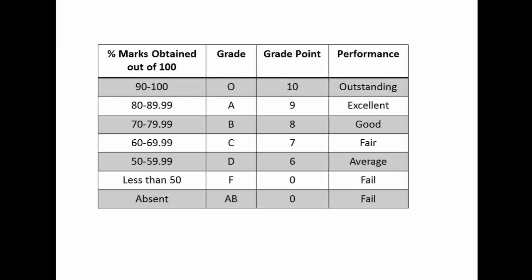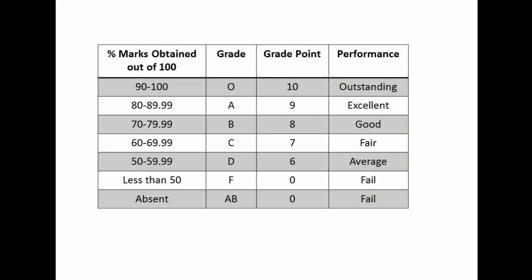If the percent marks obtained out of 100 are between 70 to 79.99, then you will receive the grade B and grade point 8, and the performance is good. If the marks are between 60 to 69.99, then you will get the grade C and the grade point 7. Performance is fair. For the marks between 50 to 59.99, the grade is given as D, grade point is 6, and the performance is said to be average.